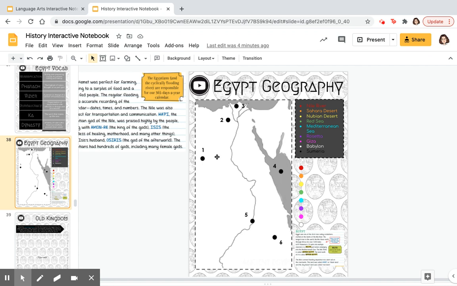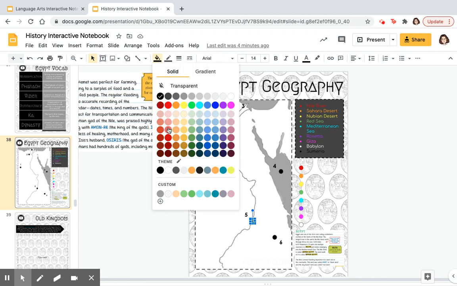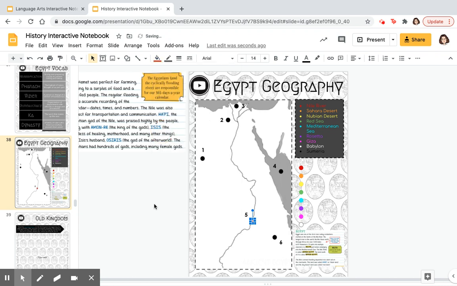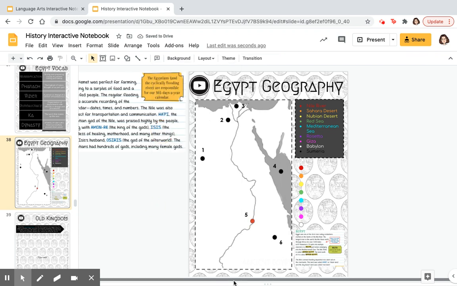So, first we have our Nile River. We're going to make it red. Now, pause for a few seconds, and which do you think of these numbers is the Nile River? The Nile River is number 5, so go ahead and change the color to red. I'll give you a few seconds to do so.